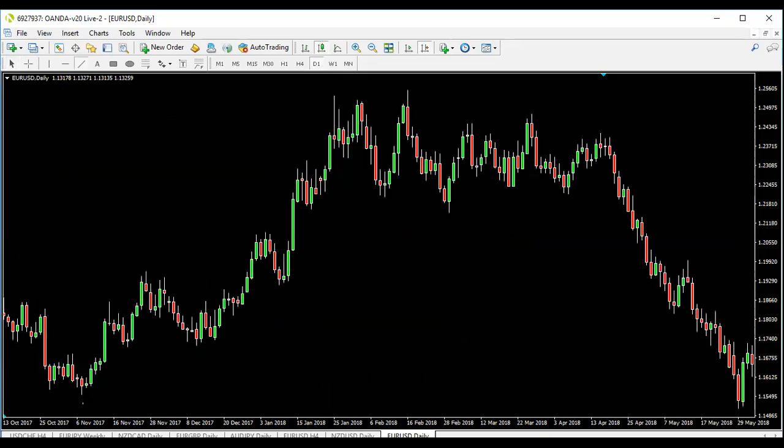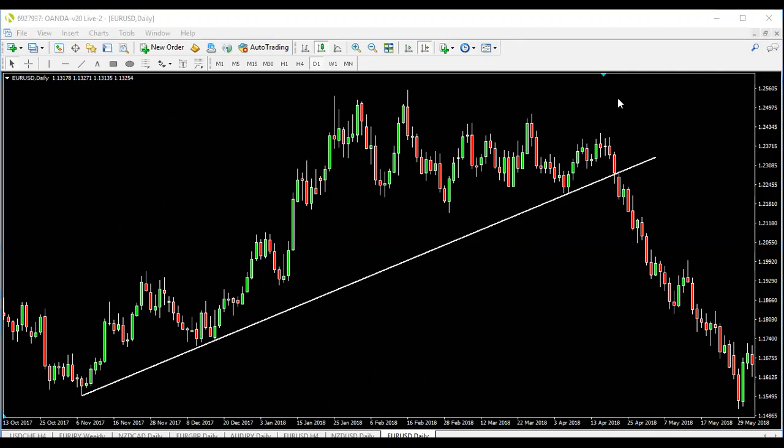Is this a valid trend line? Yes, you're right, because you have one hit, two hits, and then you have 3, 4, 5 before something finally breaks. This is a valid trend line.